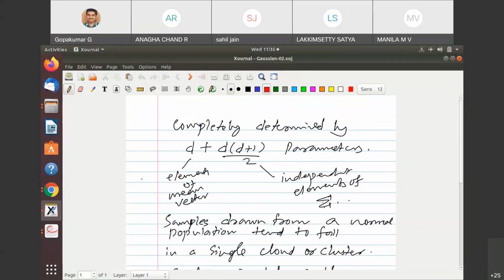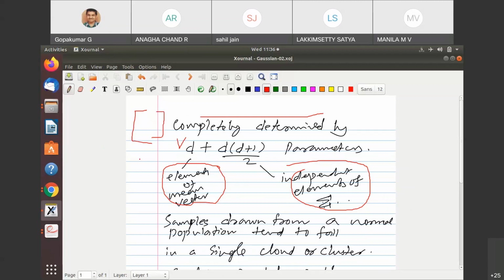So if you look into this previous equation, we can say that it is completely determined by a d-component mean vector, so that means d parameters. Along with it, we have the independent elements, that means the off-diagonal elements of a covariance matrix. The covariance matrix is d by d, a d cross d matrix, so we'll have x1 to xd along this direction and in this direction.